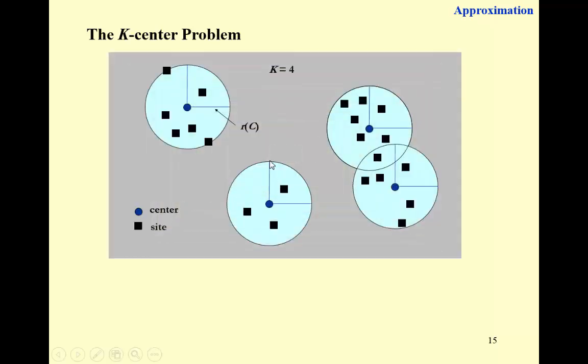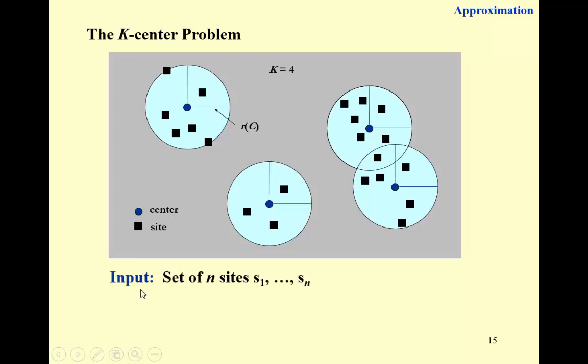Our last example is the K-center problem. It's about building shopping malls among residential buildings. The black squares are the residential buildings, or say the sites. Okay, and the blue discs are the shopping malls. We call them the centers.